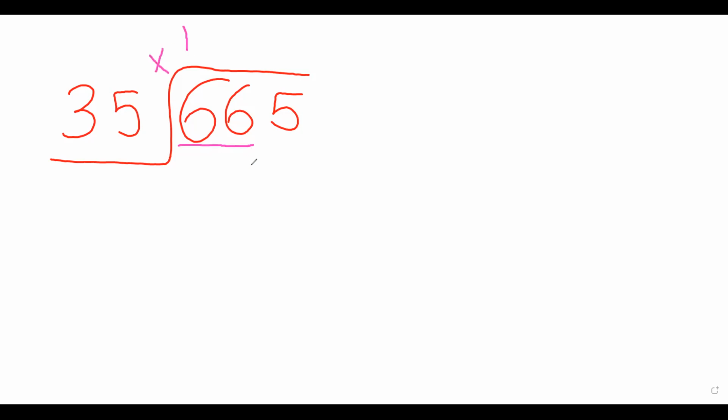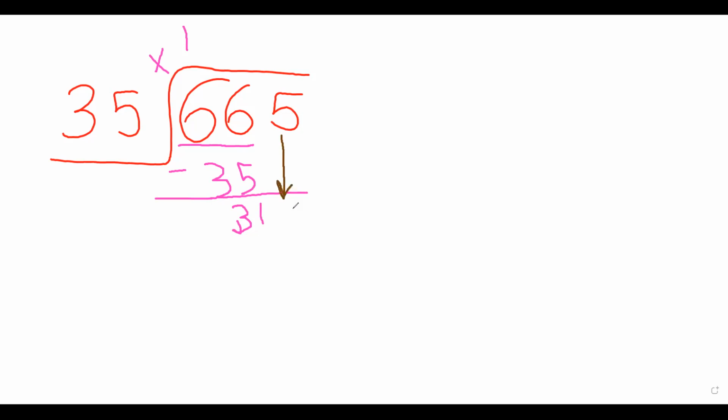1 times 5, 5. 1 times 3 is 3, of course. Then 66 minus 35. 6 minus 5 is 1, and the other one is 3. So it will equal 31. And since 31 as my remainder is less than 35, my answer is correct. Then what do you have to do next?